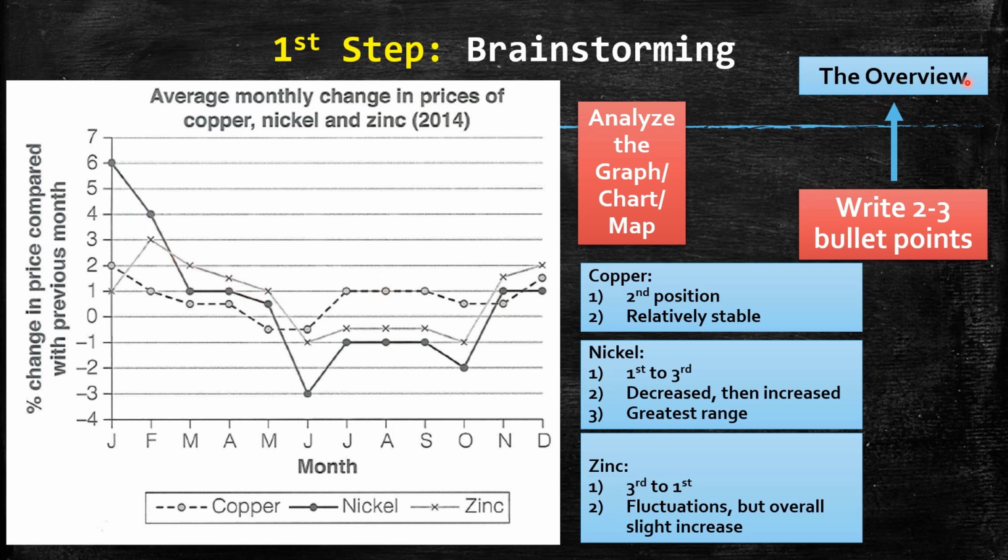So in the overview paragraph, do you remember where the overview paragraph comes? In the first? No, in the second paragraph. So we are actually brainstorming not for the first paragraph, but for the second paragraph. And actually the overview will also guide our third and fourth paragraphs, or even a fifth paragraph if we write one. So it acts as a guideline to our entire writing task 1.